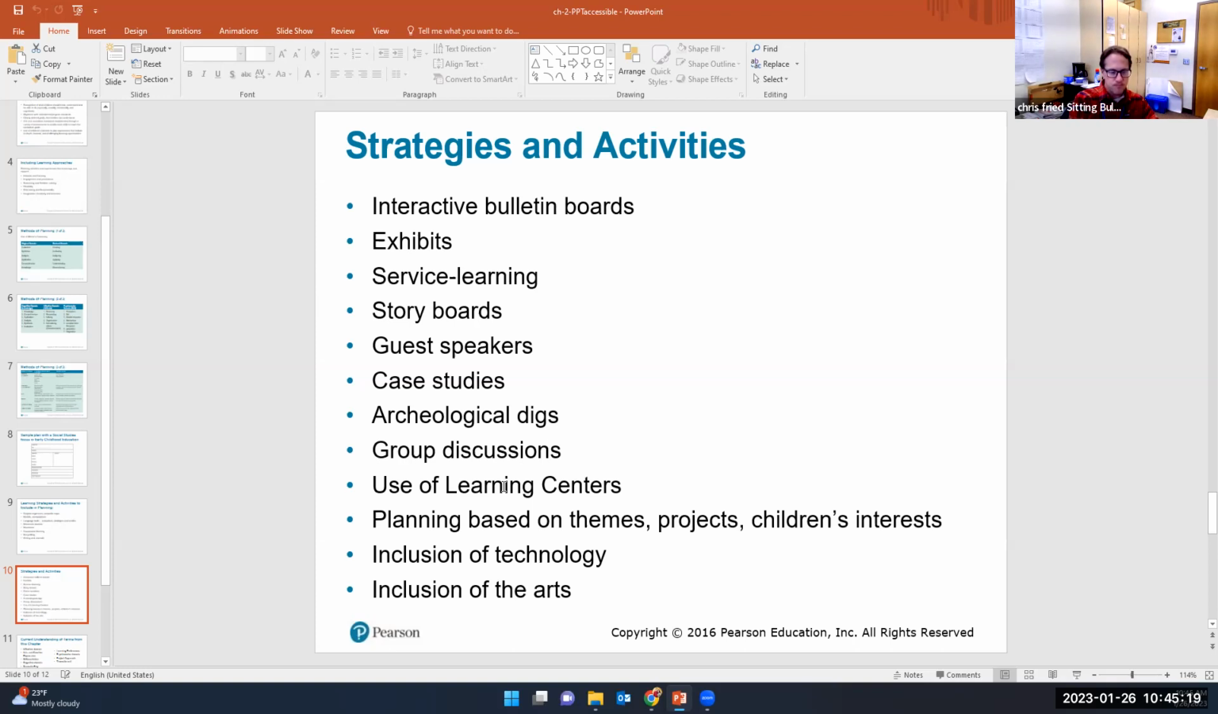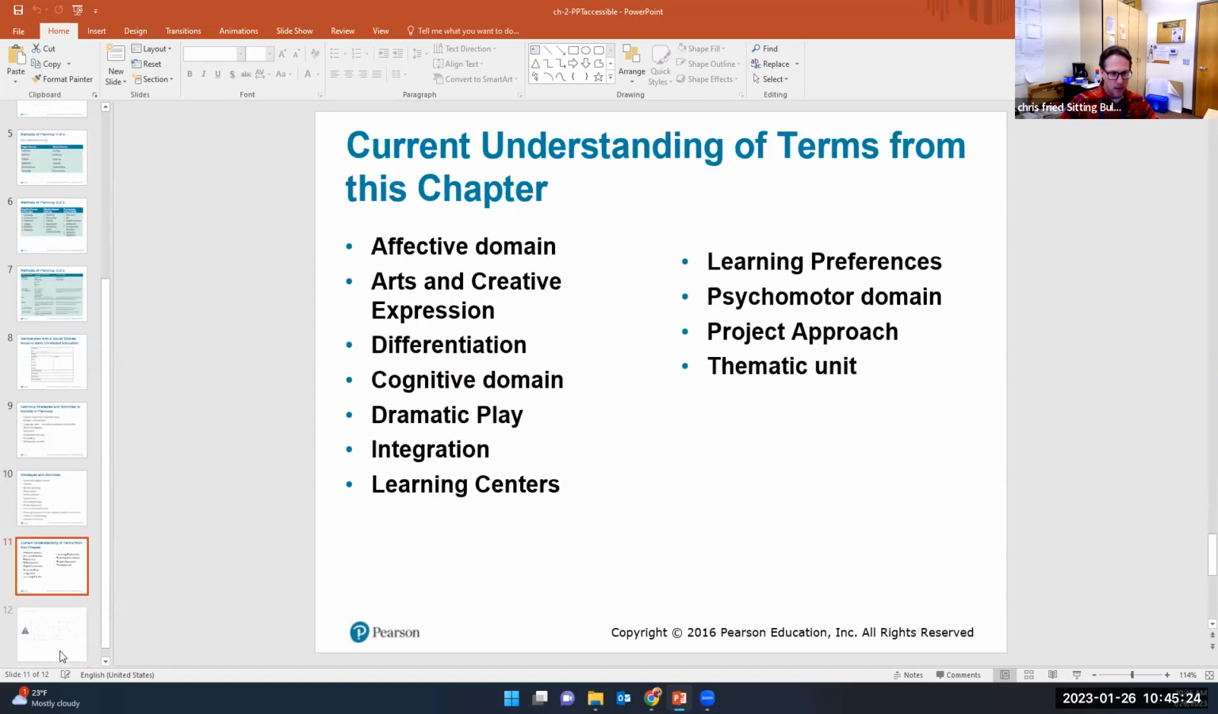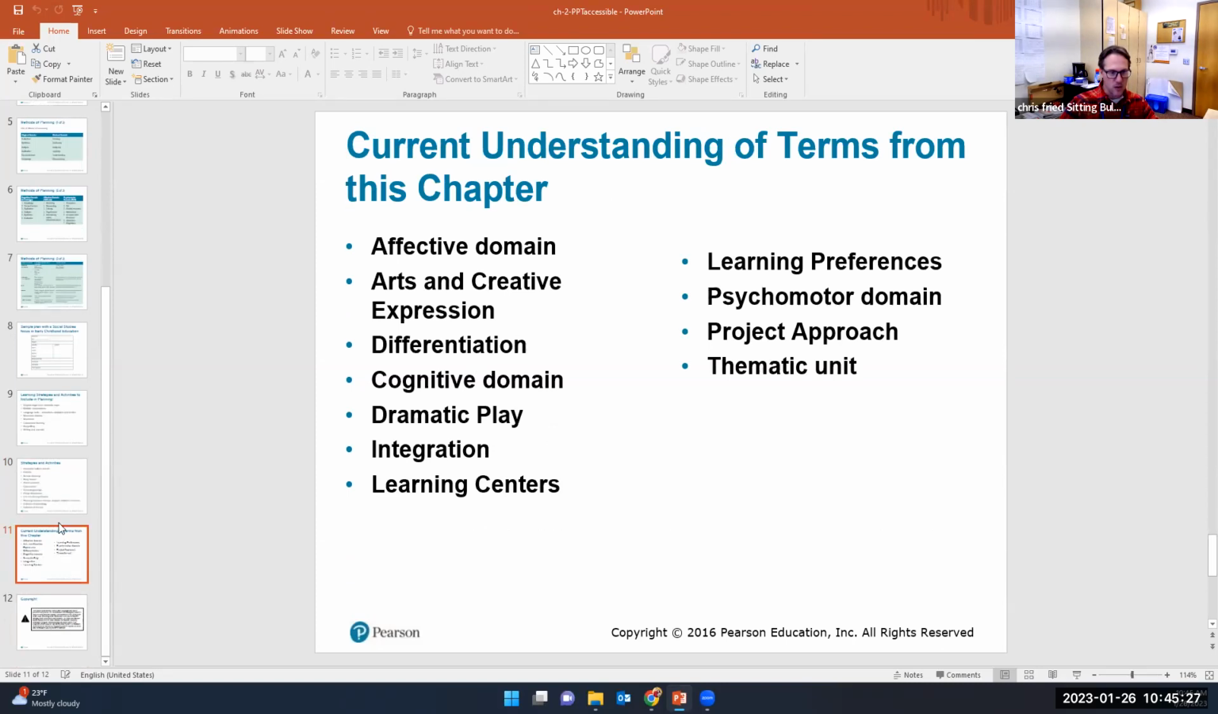So the book does continue to talk about the arts, and differentiation. When we talk about differentiation, we talk about content, process, and product, right? And the changes or the things that we can differentiate as a teacher for our students. So there's a variety of those strategies talked about in the book as well. So just make sure you read through them. Here it talks about some of the terms in the chapter that we cover. I think it covered most of those as well in our conversation here today.